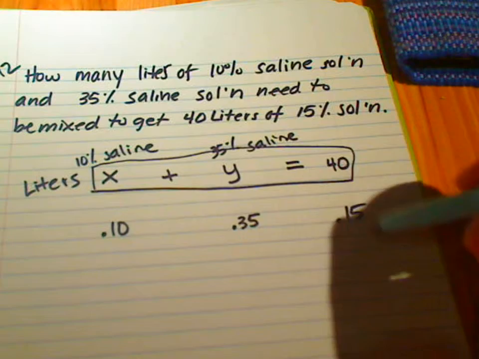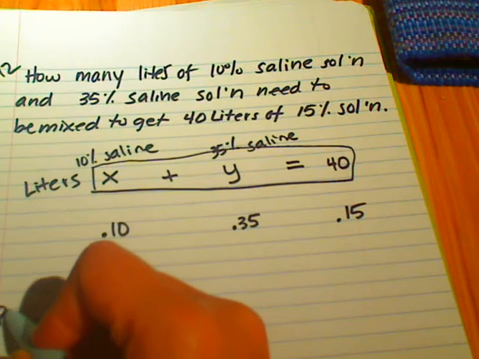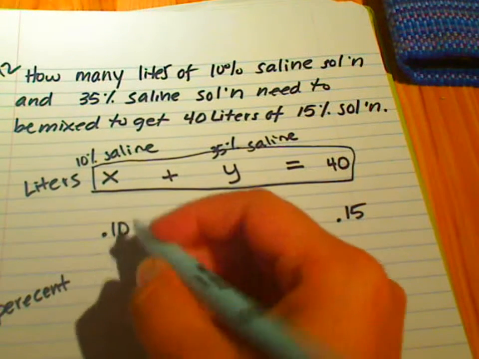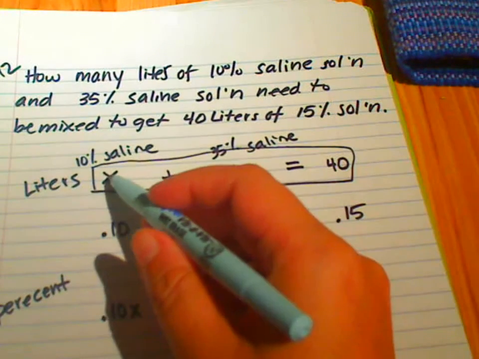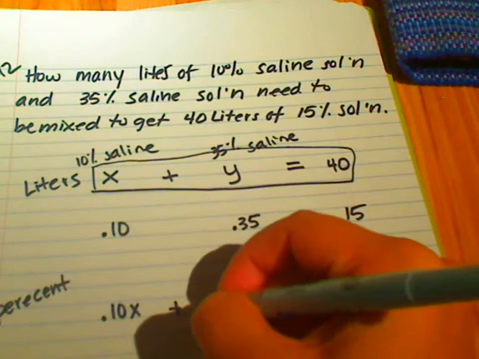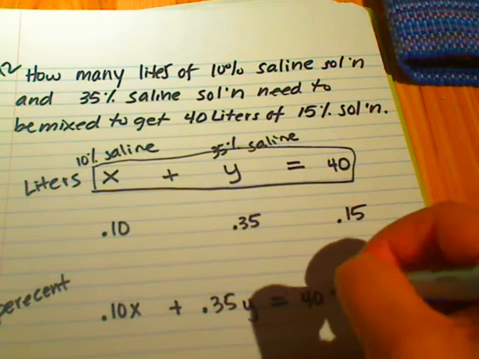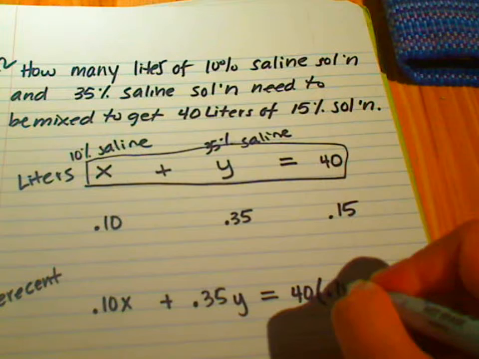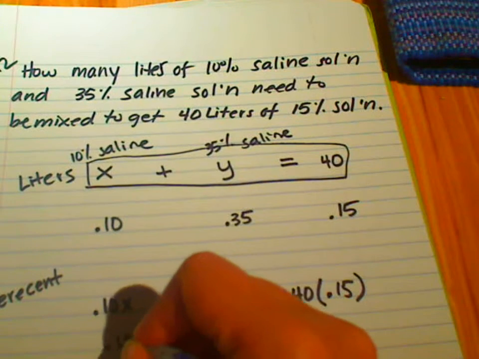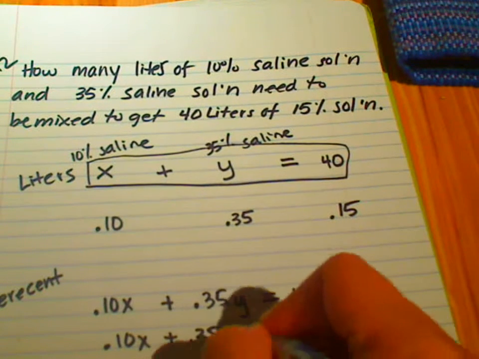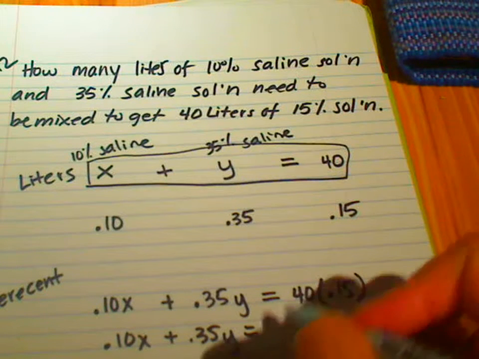Now I'm going to combine these going down and get my second equation to be able to solve for X and Y. And I'm going to get my percent solution, so I'm going to just combine down. I'm going to do 0.10x plus, because that's 10% saline solution, and then 0.35y for the 35% saline solution. And I'm going to have 40 liters that are 15% saline solution. So I'm going to multiply here. I'm going to have 0.10x plus 0.35y equals 40 times 0.15. So that's going to be 6.